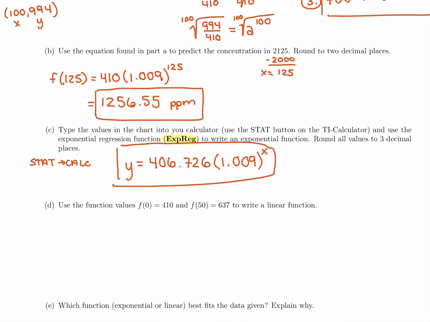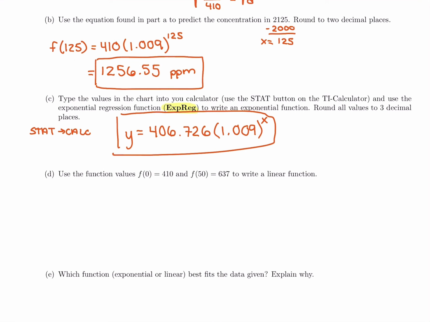The next part says, what if we write a linear function to model between these 2 points? So I'm going to write these as points. f of 0 equals 410. I'm going to call that x1, y1. And then we have the point 50 goes to 637. So I'm going to call that x2, y2.